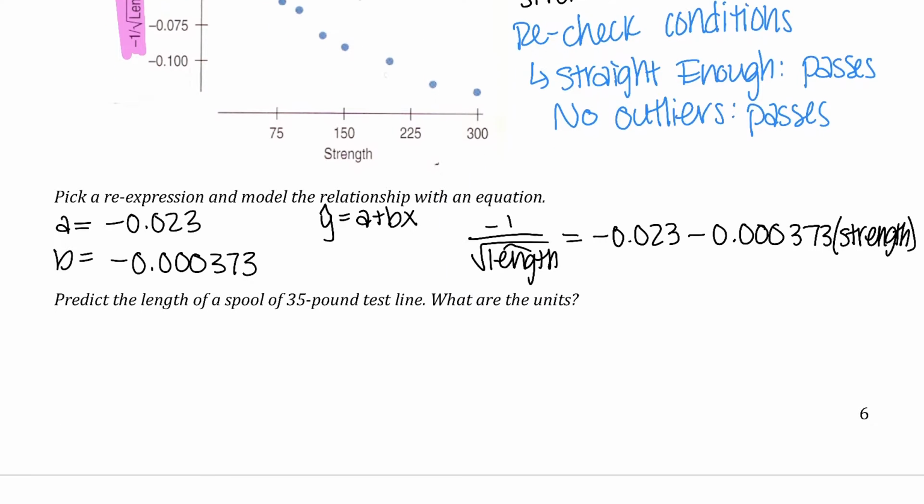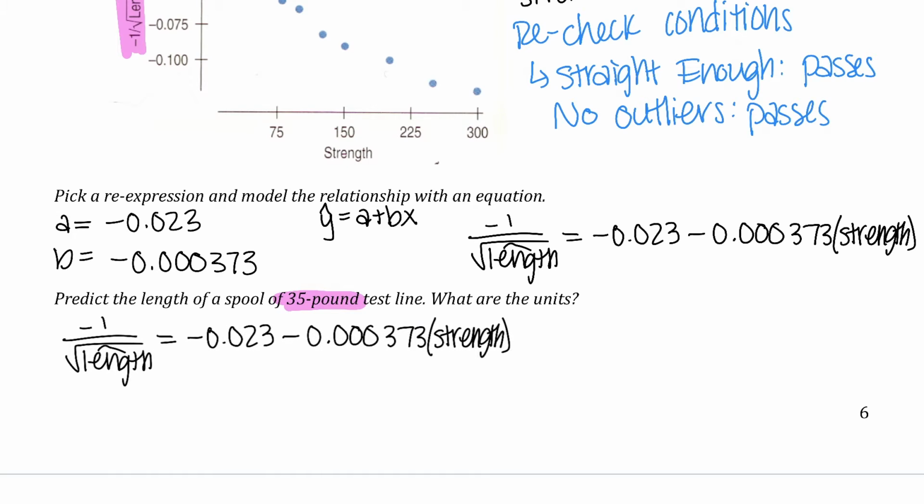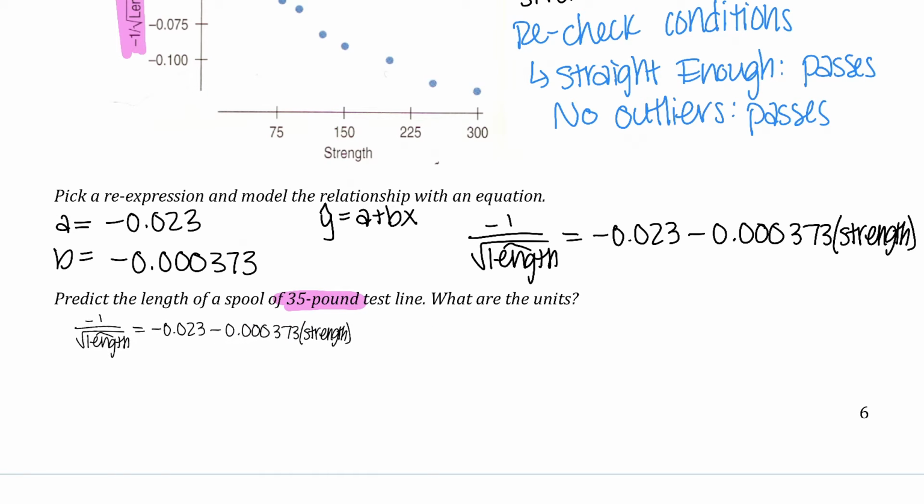Okay. But now that we have the equation, we can use it to predict values of the length given the strength. So here we're told to predict the length of a spool that has a 35-pound test line. Okay. So let's see. I'm going to take my equation down here. I'm just going to make it smaller. And I'm going to plug in 35 for the strength.